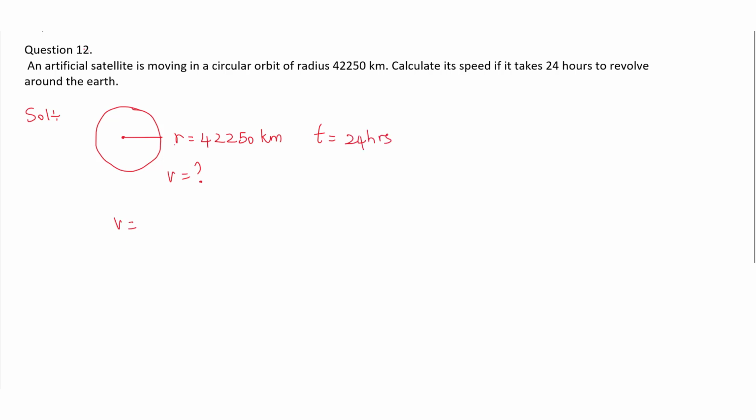Therefore, speed is equal to distance by time. Here the distance will be 2 pi r by t. 2 pi r means 2 into 22 by 7 into r, 42250 by 24. So let's calculate. After calculating, it will be around 11,065 kilometers per hour. So I hope you understood the concepts and a few numericals on different topics. So this is how you have to solve numericals from the motion chapter.